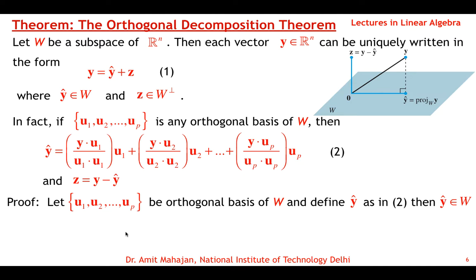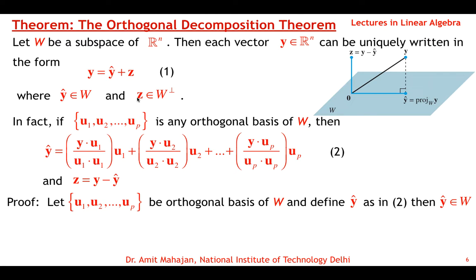Second, we have to prove that z belongs to W perpendicular. That means z is perpendicular to each vector in the subspace. So if we prove that z is perpendicular to every vector in the basis, then automatically, because every vector in W space is a linear combination of these, z will be perpendicular to every vector of W.